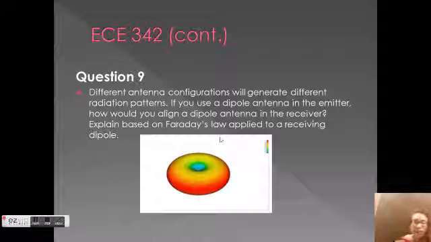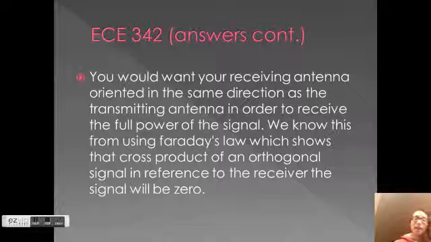For question 9, we have this lovely dipole antenna, and for this, it's just asking how we would align both the receiver and the transmitter.